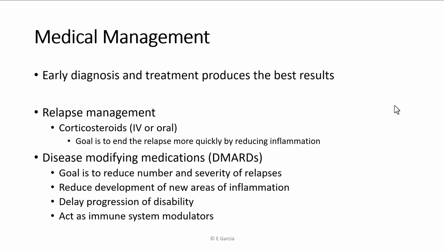Otherwise, when they do relapse, they're going to throw massive doses of corticosteroids at them to get the relapse to end quickly. They're trying to turn off all that inflammation, because in this case, inflammation is destroying their myelin and eventually their axons. Otherwise, they're going to turn down the immune system with DMARDs. So the goal here is to reduce the severity and number of relapses and then try to prevent new areas of damage from getting worse. And you're trying to slow the progress of the disease to prevent disability for as long as possible.